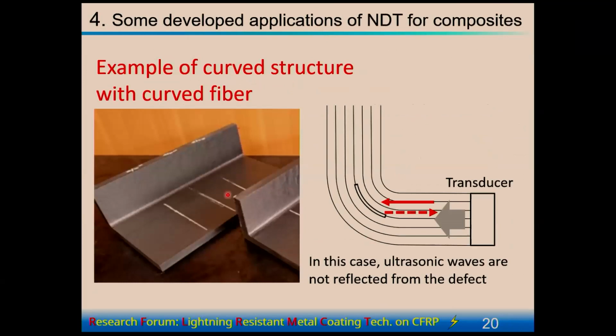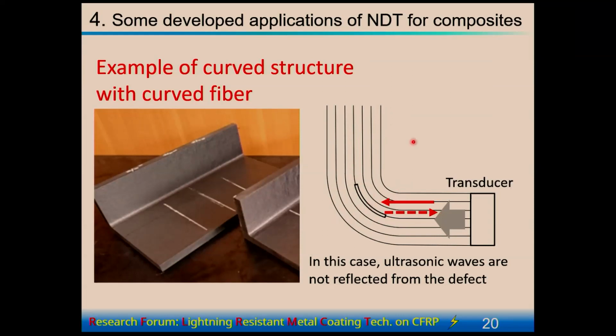So there are several structures with carbon fibers which are curved like this one. And in this kind of structure, the carbon fibers are also bent along the structure like this. And sometimes a manufacturing defect is caused at this corner. So companies do ultrasonic testing to detect manufacturing defects.